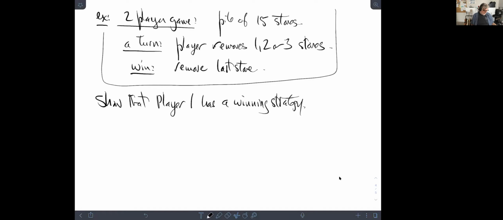Now, for that kind of problem, obviously you have to explain in words what you're saying. That's the argument, right? As opposed to the previous example, this one, we're actually going to describe the strategy. So let's take it from the last step. So what does player one want? Let's reverse engineer the whole thing.